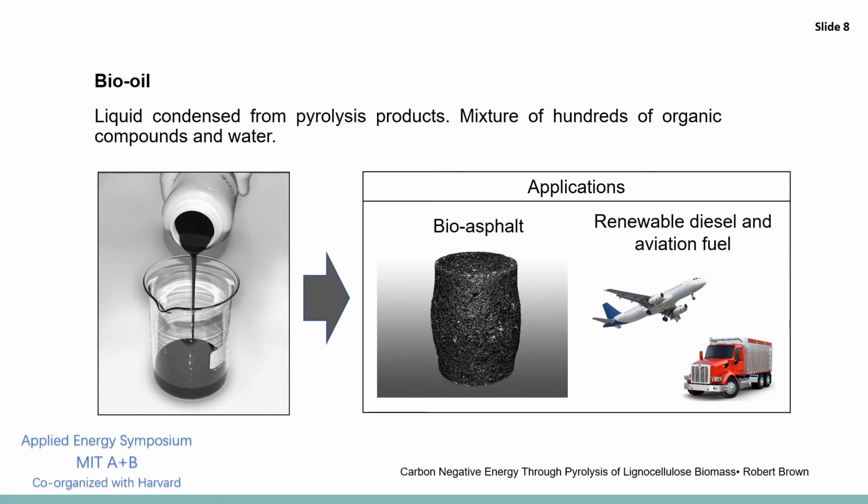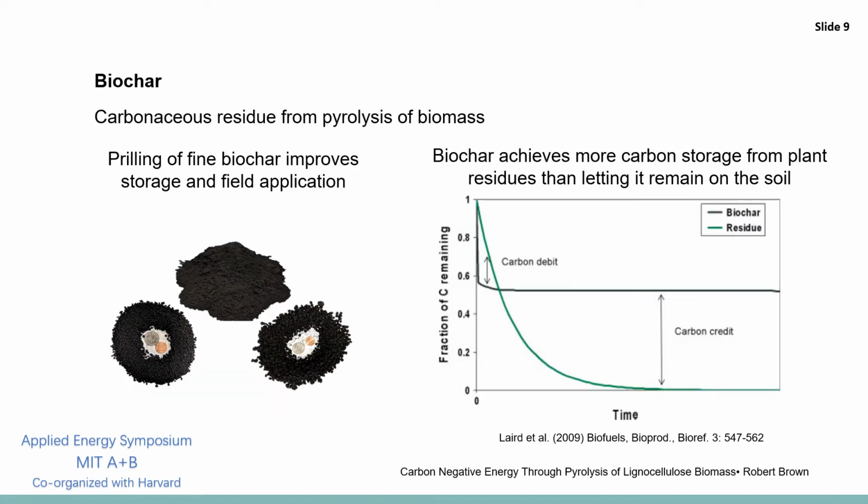We're going to focus on producing bio-oil as well as biochar. This is the liquid condensed from the pyrolysis products. It's actually a mixture of hundreds of organic compounds as well as water, illustrated here. It has some appearances of petroleum, but in fact it is quite different. These tend to be polar compounds that are fairly reactive compared to nonpolar molecules found in petroleum. But there are a number of applications that have similarities to the use of petroleum. I'm illustrating here that bioasphalt can be produced, as well as renewable diesel and aviation fuel from this bio-oil.